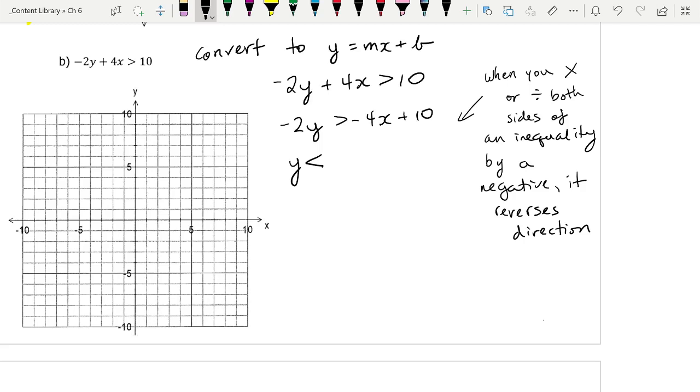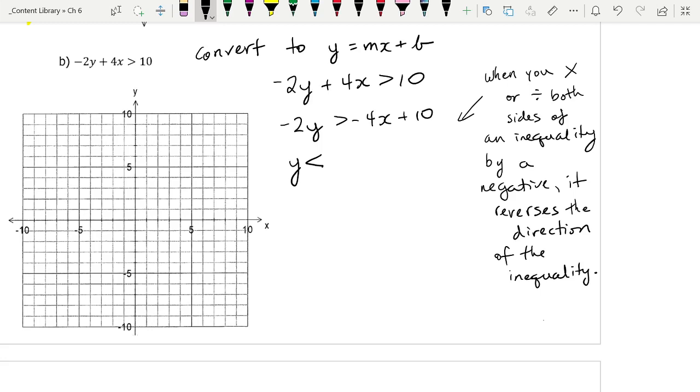How does that make sense? I'll get to that in a sec. Let me finish this example, then I'll prove to you that that rule has to exist. It's right here. When you multiply or divide both sides of an inequality by a negative, it reverses direction. So the greater than becomes a less than. Reverses the direction of the inequality. There, is that a little less vague?